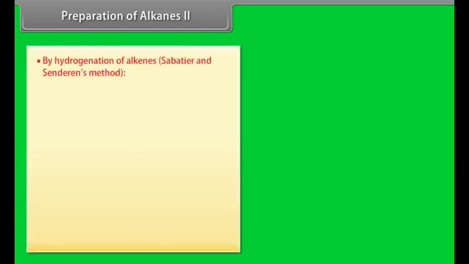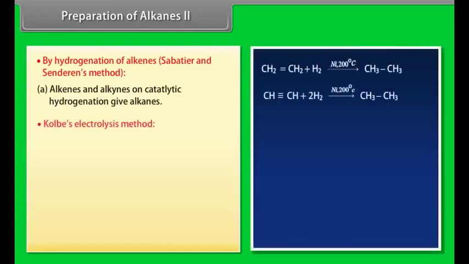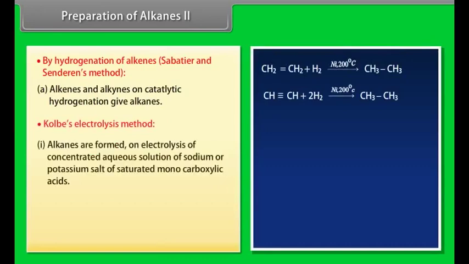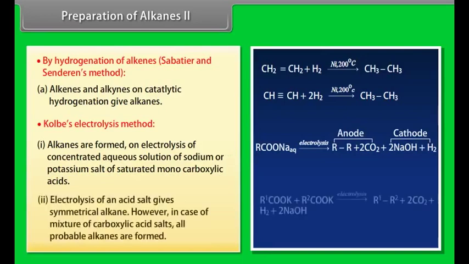Preparation of alkanes, part 2. By hydrogenation of alkenes: Sabatier and Senderens' method. Alkenes and alkynes on catalytic hydrogenation give alkanes. Kolbe's electrolysis method: alkanes are formed on electrolysis of a concentrated aqueous solution of sodium or potassium salt of saturated monocarboxylic acids. Electrolysis of an acid salt gives a symmetrical alkane. However, in case of a mixture of carboxylic acid salts, all probable alkanes are formed.